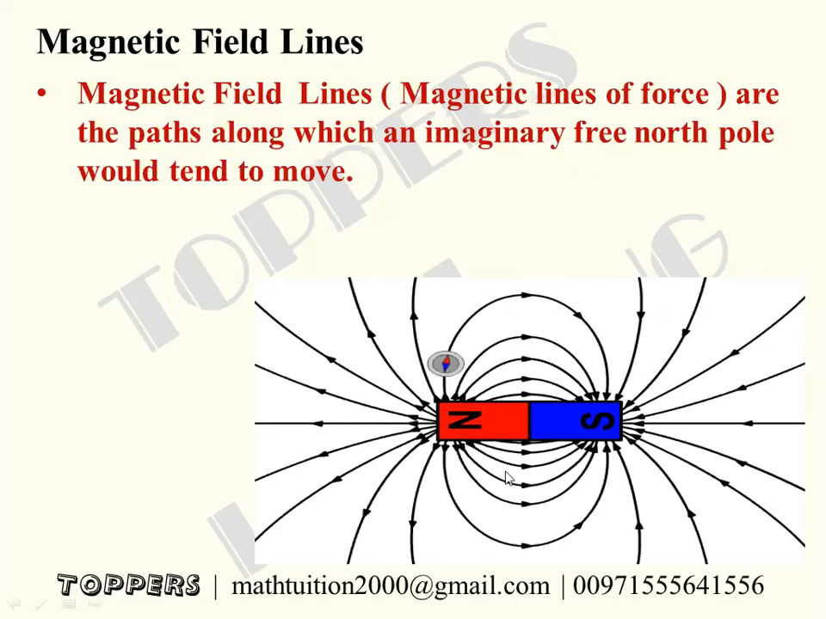Understood? So if you keep it here, it will move like this. If you keep it here, it will move like this. If you keep that free north pole here, it will move like this. Got it? So magnetic field lines or magnetic lines of force are the paths along which an imaginary free north pole will tend to move.